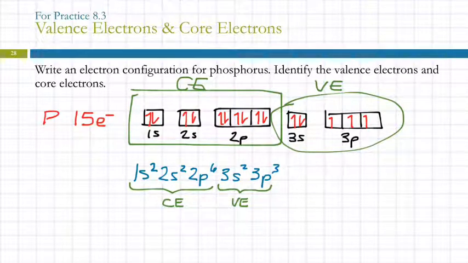Why are 2s and 2p considered core electrons? Because they're not valence electrons. So core electrons is everything below.